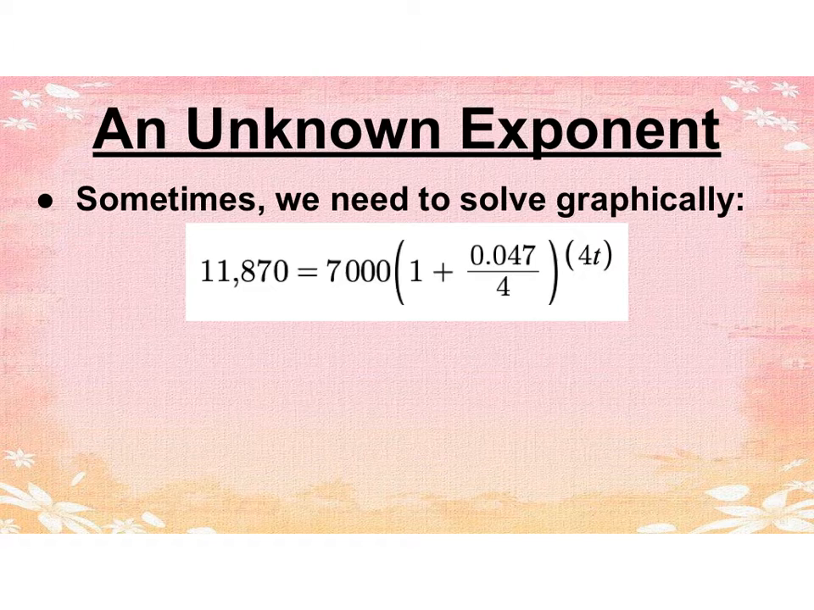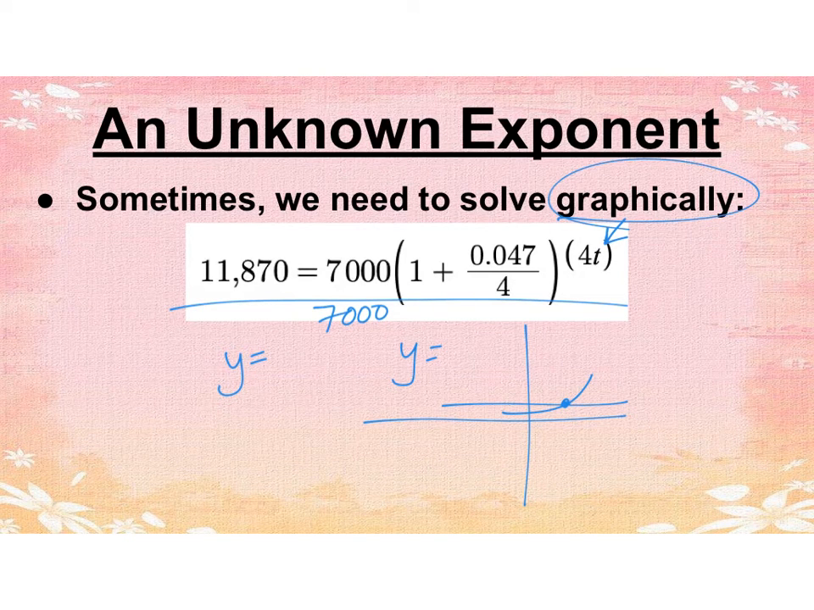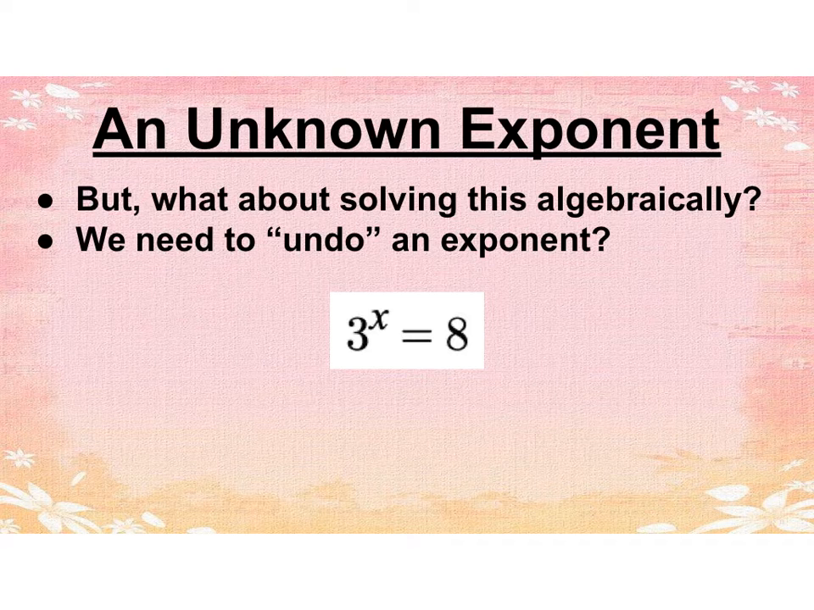Sometimes we might need to solve it graphically. We saw this example and we don't know our t up in the exponent. So we divided everything by 7,000 and then we graphed the left side, graphed the right side, and we found their point of intersection. So we can solve it graphically, but that takes a while. So what about solving it algebraically?